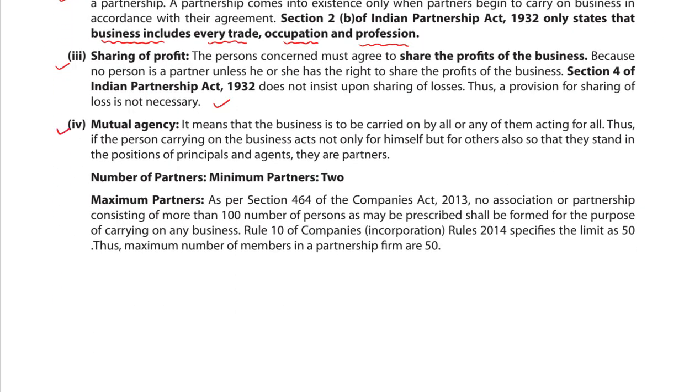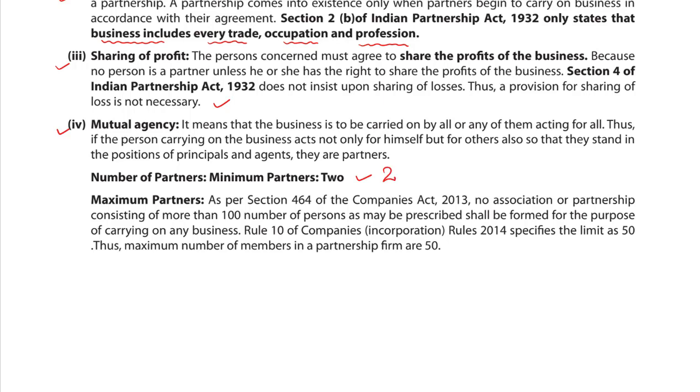Mutual agency. In case of partnership, it means that the business is to be carried on by all or any of them acting for all. Thus, if the person carrying on the business acts not only for himself but for others also, so that they stand in the position of principal and agents, they are partners. Number of partners. Minimum number of partners is 2.